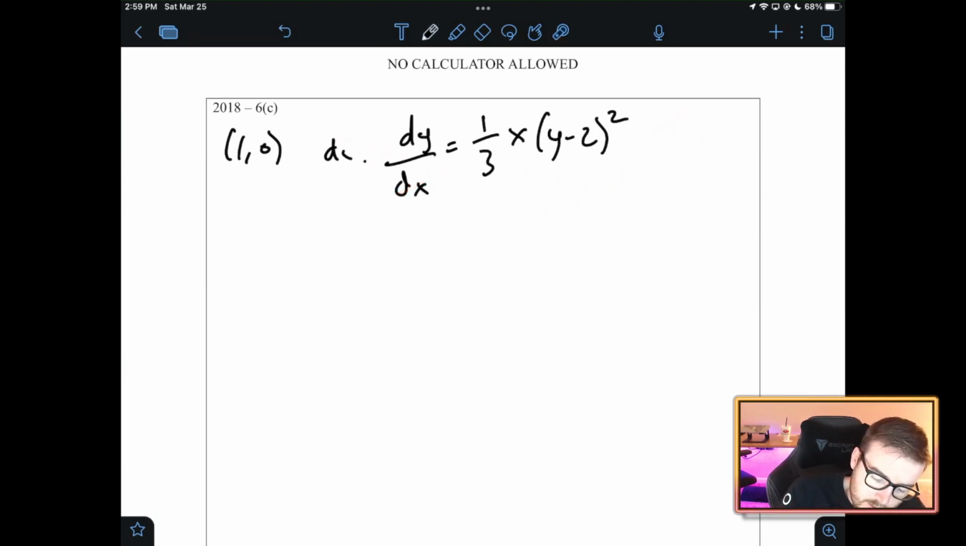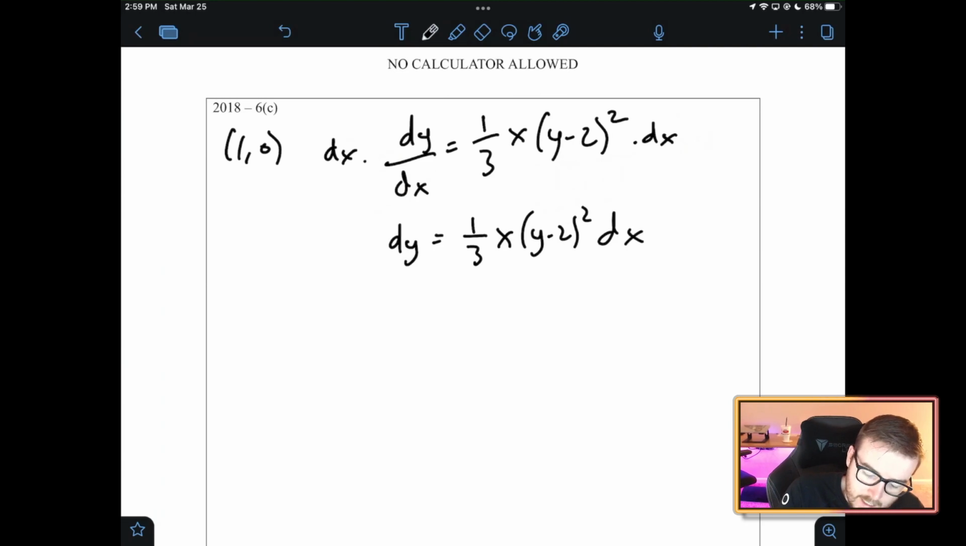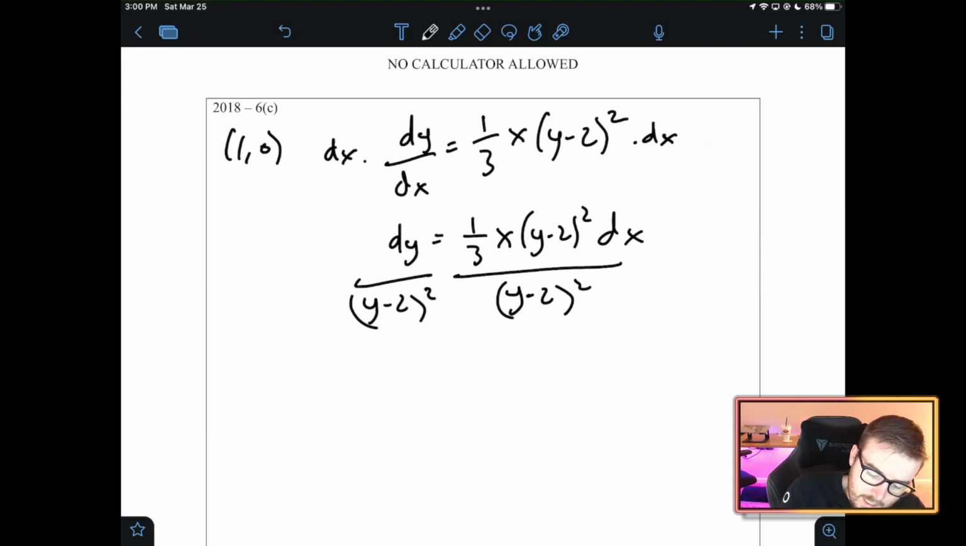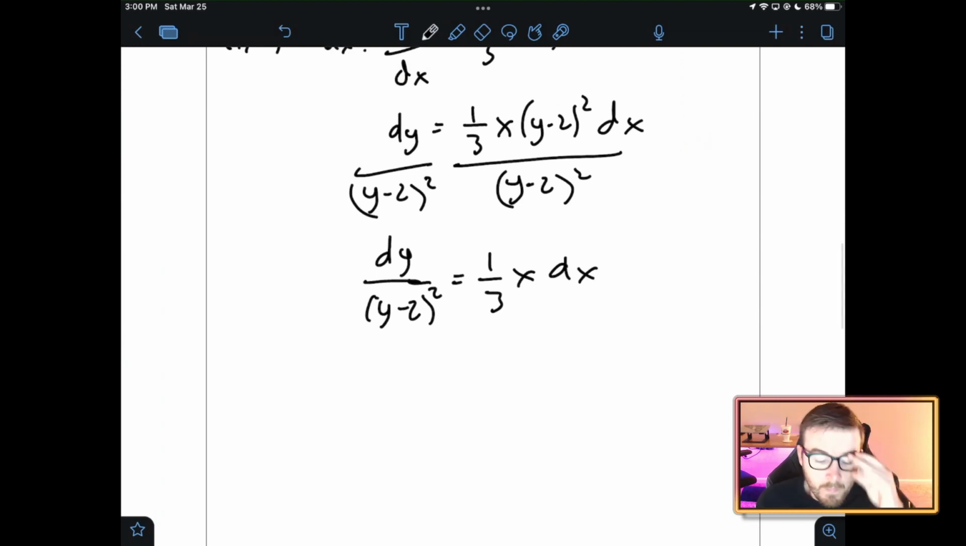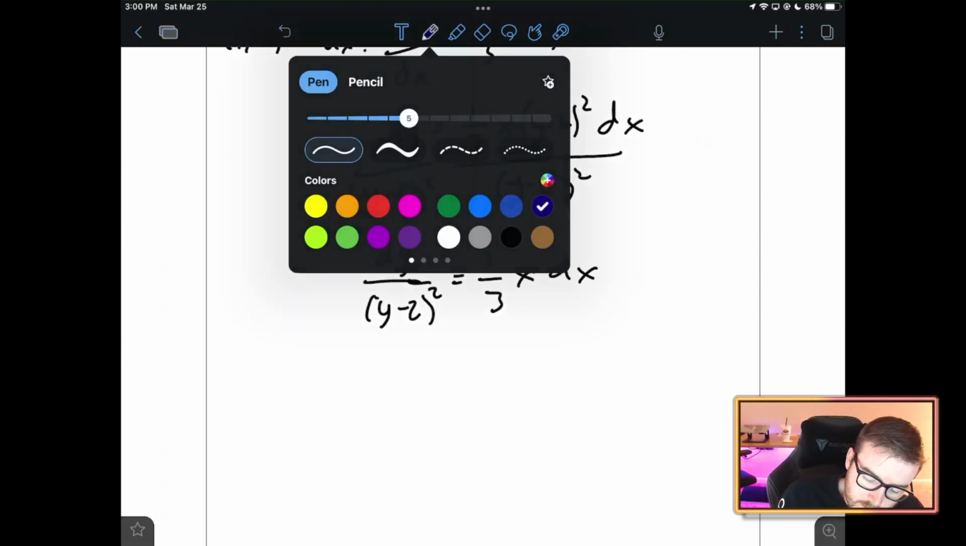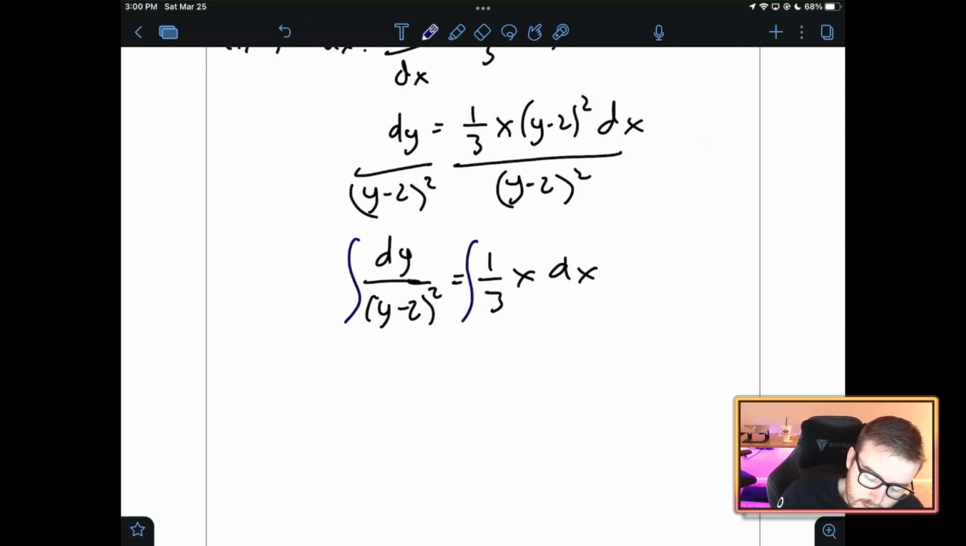Here, I'll do it in 2 steps. I'm going to multiply by dx. So dy equals 1/3 x times y minus 2 squared dx. And then I'm going to divide by y minus 2 squared. As you can see here, I have the y's entirely on one side, and the x's entirely on the other. I'm going to integrate both sides.